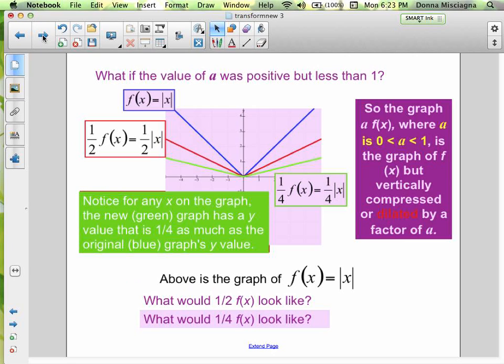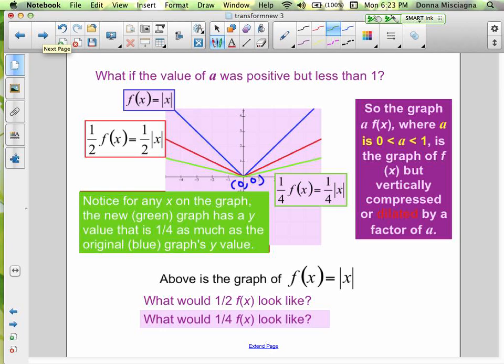All right, so now let's look at these ones. Now the value of a is positive, but it's less than 1. It's between 0 and 1. Again, the vertex for all these graphs is (0, 0). We're not translating, we're just dilating here. Let's look at the green graph and the red graph. I guess we'll look at our comparable points first.